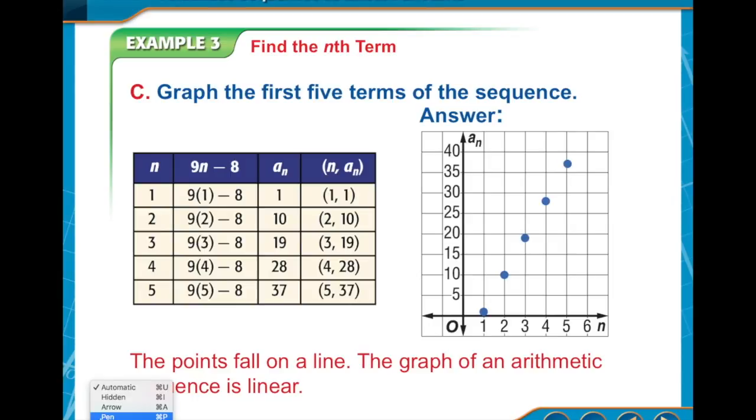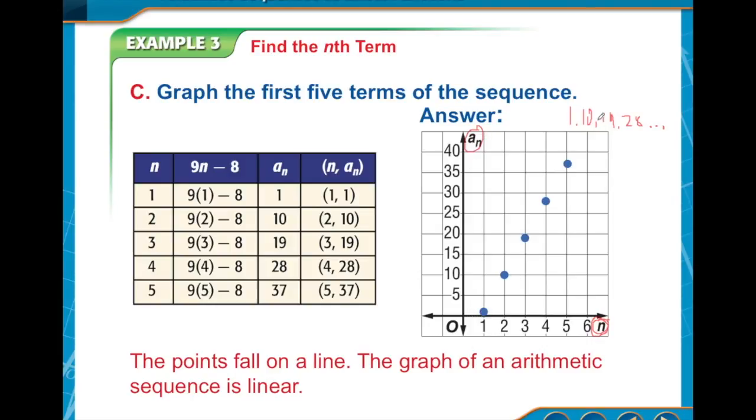So notice a couple things. First, our x-axis is what term we're on. So first term, second term, third term, fourth term. N is just whole number integers for what term number we're on. The y-axis is the value of that term. So we said we're starting with this sequence here, 1, 10, 19, 28, going on and on forever. So these are the values of the terms that are going on the y-axis.